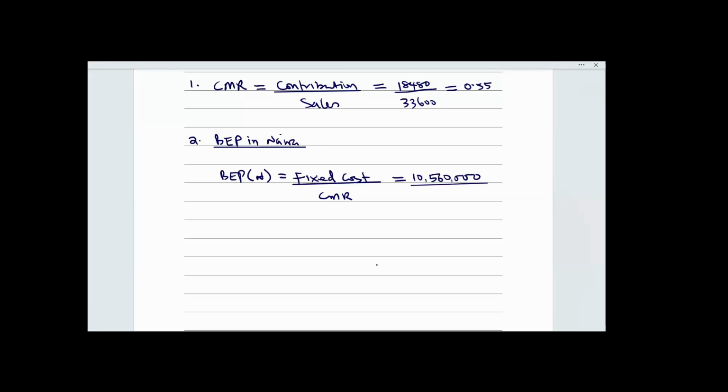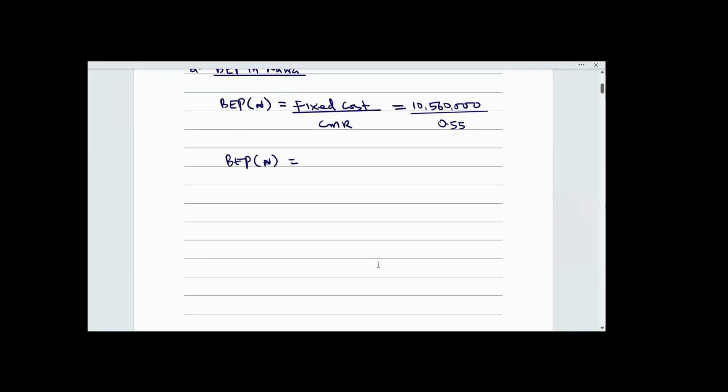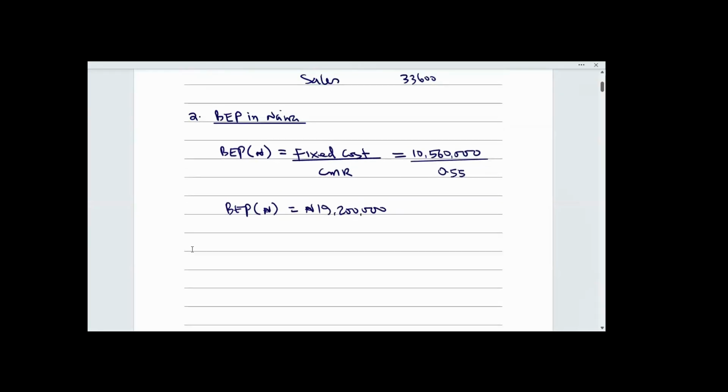Our contribution margin ratio is 0.55. Therefore, break-even point in Naira is equal to 10,560 divided by 0.55. 10,560 divided by 0.55 is 19,200,000. Okay, so that's our break-even point in Naira.